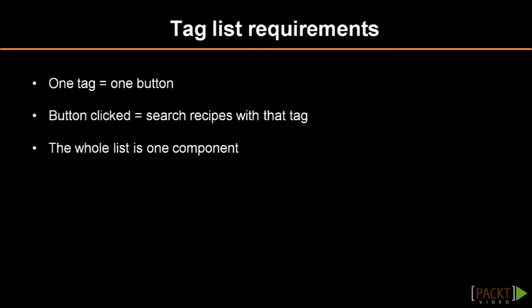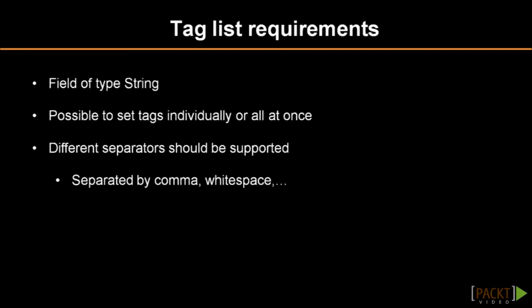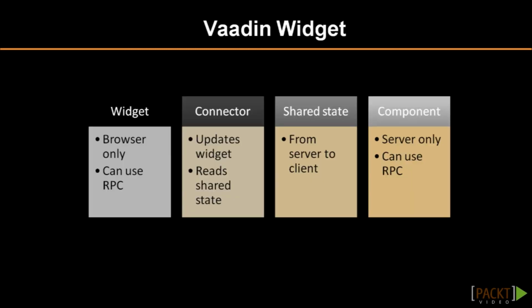How should it look like? That's a good question. In general, it should be a field of type string because that is what we have in the entity. We should be able to specify a separator between the different tags. We should also support clicking the tags, but our component should broadcast one event with the clicked tag in it. It looks like we have to implement a Vaadin widget.